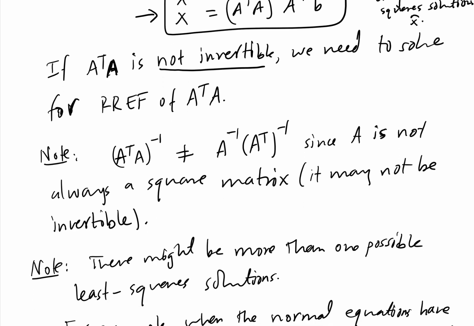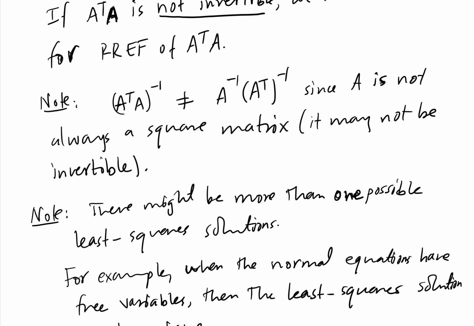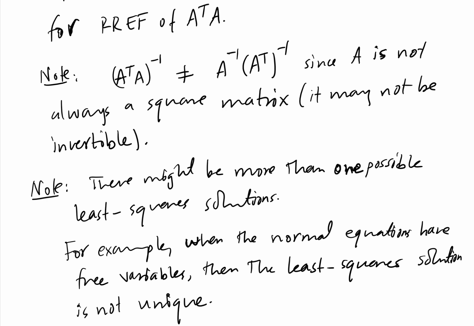So note there might be more than one possible least squares solution in this case. For example, when the normal equations have free variables, then the least squares solution is not unique. And hopefully that will answer the question in the chat.